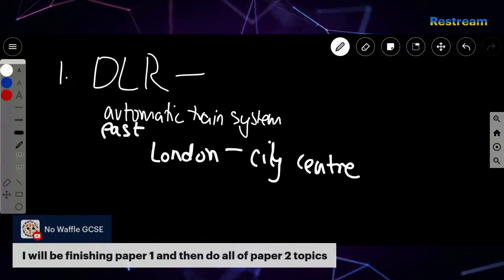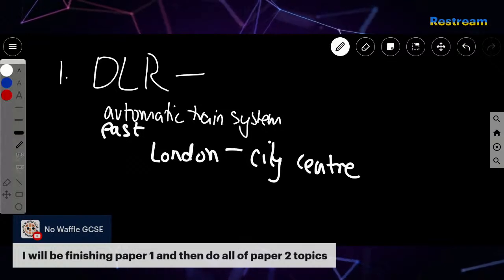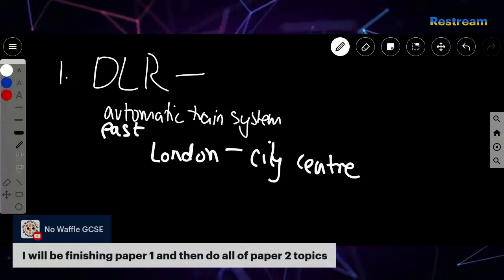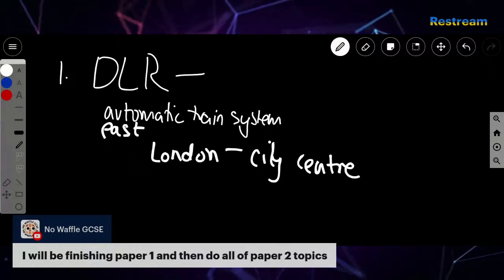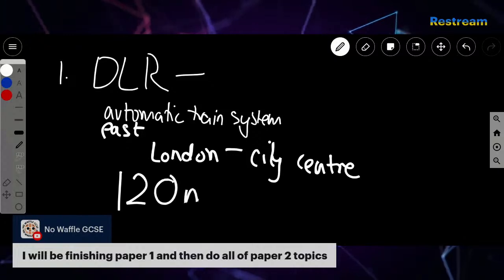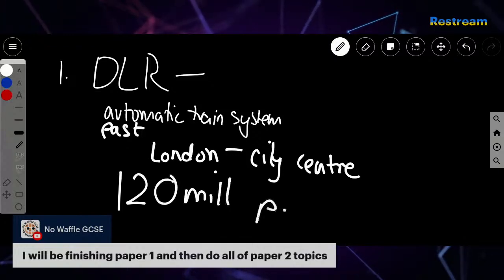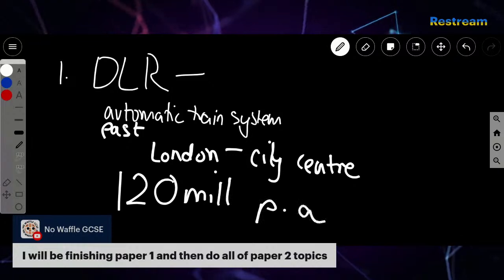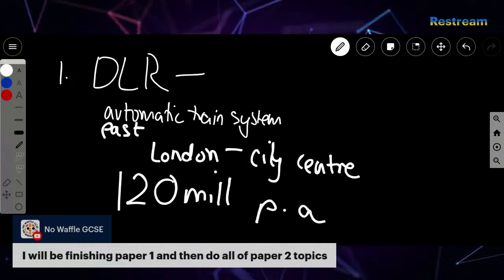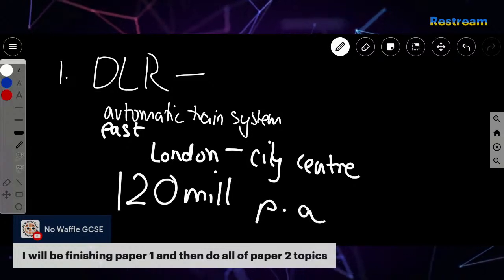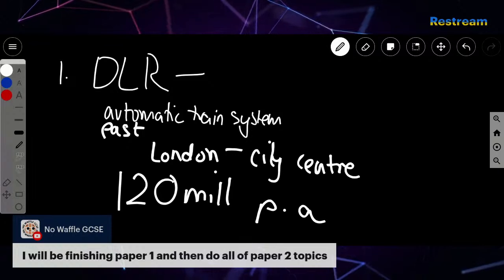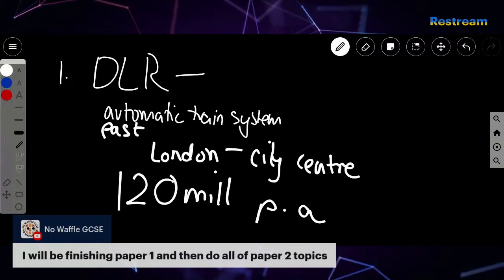Now, it operates mostly on tracks above the street level, although lots of parts are underground, and it's used by a whopping 120 million people per year. So imagine, just one train service that's operating saves 120 million people, in, say, around 60 million different cars, and their carbon footprint. So it actually does do a lot of work.